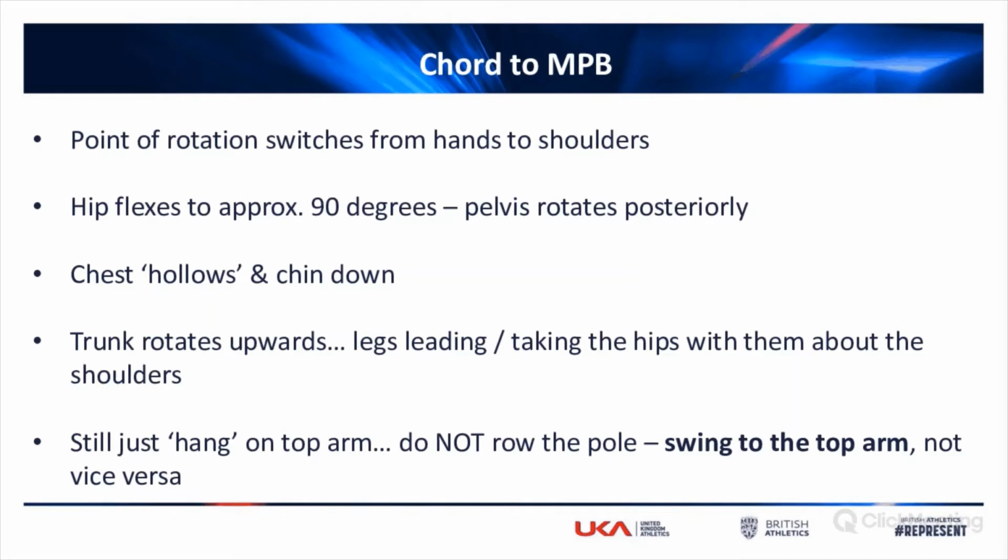During this time, the chest also hollows out, like a hollowing gymnastics position in this direction here, and the chin stays down. That puts the athlete in a strong position as they swing and start to swing up on the pole. As a result of all of that, the trunk rotates upwards, led by the legs, but with the hips following them and the rotation happening about the shoulder joint. And at this point in time, it's still just a hanging on the top arm. We're still not trying to row the pole forwards. We're swinging the trunk up to meet the top arm, not vice versa.